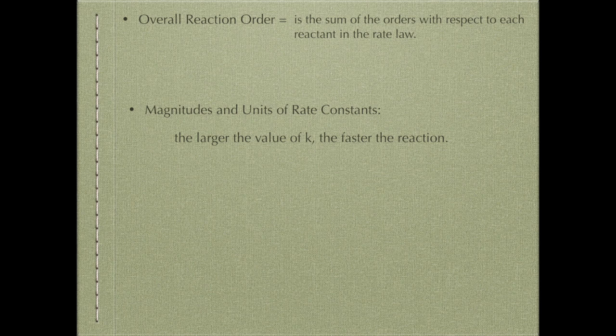Now, let's talk about the magnitude and the units for your rate constants. Magnitude-wise, the larger your K, the faster your reaction, which makes sense because rate equals K times your concentrations. And so the larger your K, the larger your rate, the faster your reaction. The smaller your K, the slower the reaction.